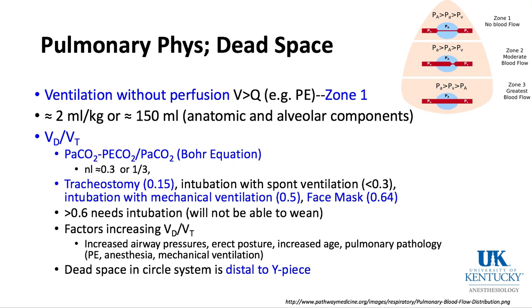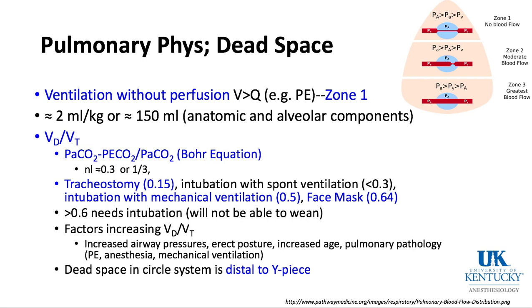We need to work on their lung disease. There's some factors that can increase VD over VT, and airway pressures is one of those. If they're very high, P big A will be high and zone 1 will be increased. Increased age has more dead space to tidal volume ratio. Things like a pulmonary embolus, and we already talked about mechanical ventilation with positive pressure raising P big A in zone 1. Where's the dead space though in our circle system?